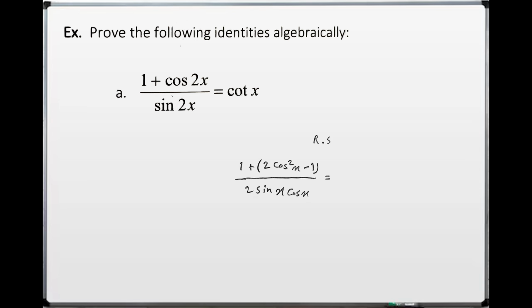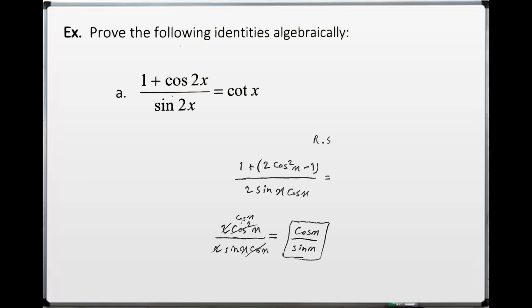So we've got 1 plus cosine of 2x. For cosine of 2x, we can write it as 2 times cosine squared of x minus 1, over sine of 2x, which can be written as 2 times sine x cosine x. So 1 minus 1 is equal to 0, so we would just have 2 cosine squared x over 2 sine x cosine x. And we can cross out the 2 in the numerator and the 2 in the denominator, and also the cosine of x in the numerator and the denominator. So we will have cosine x over sine x left.